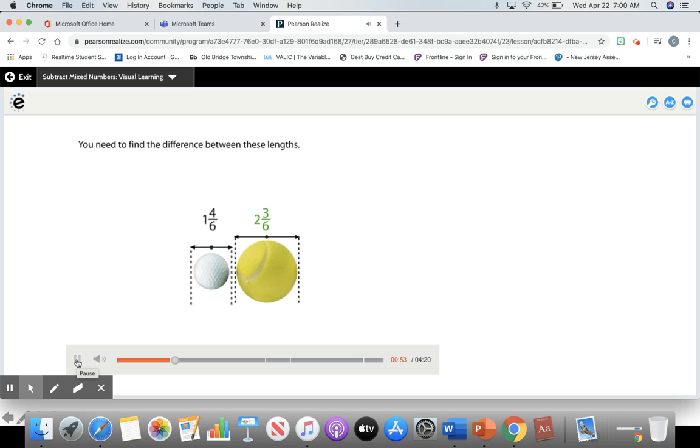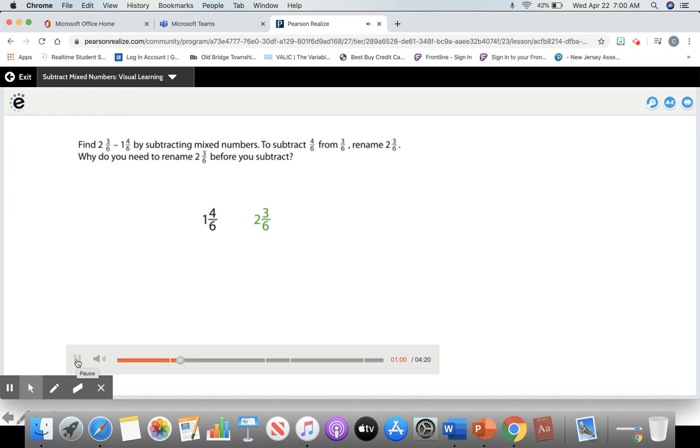You need to find the difference between these lengths. Find 2 3/6 minus 1 4/6 by subtracting mixed numbers. To subtract 4/6 from 3/6, rename 2 3/6. Why do you need to rename 2 3/6 before you subtract? What does that mean, rename?